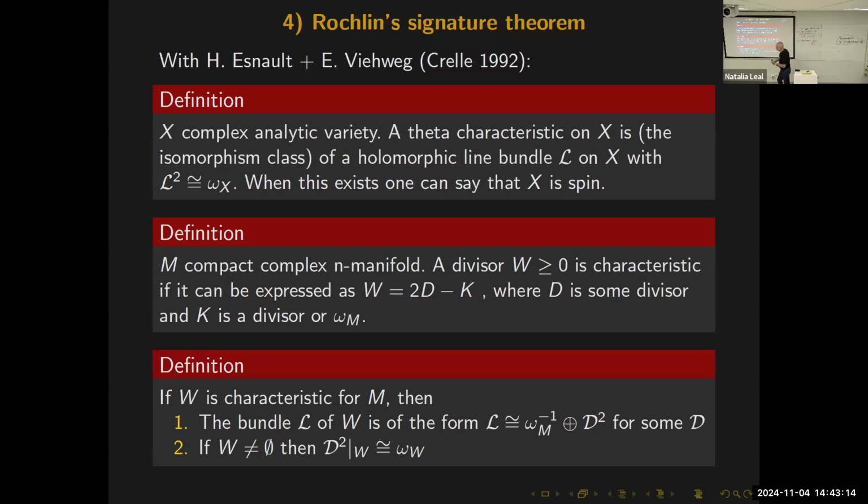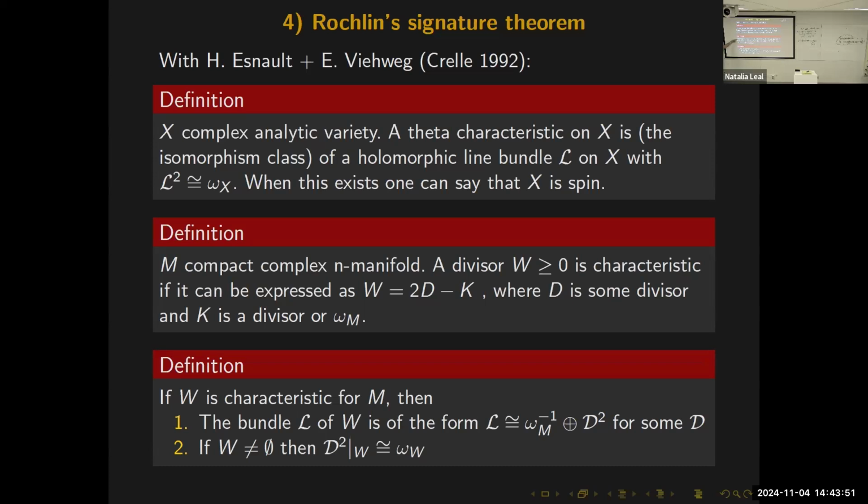So now let's come to the complex varieties. This is work I did long ago with Elaine and Eckart Giffen. If you have a complex variety, then you can define a theta characteristic to be the isomorphism class of a holomorphic line bundle whose square is the dualizing sheaf. And then we said you can call that a spin structure. In the smooth case, that's a spin structure. In this case, it's just a name. We did nothing with it.